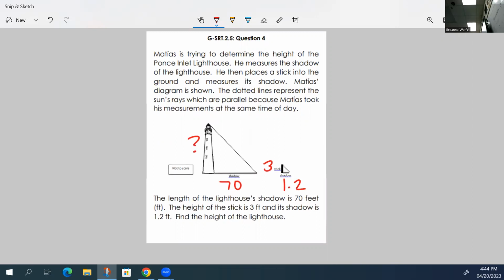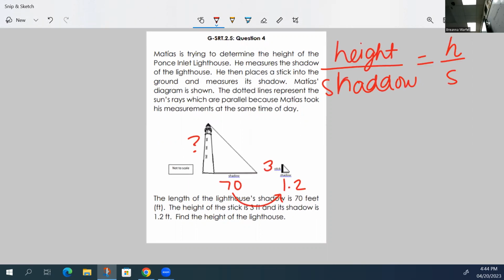So this is all about scale factors. How did you get from 70 to 1.2? So I like to set these up height over shadow. Shadow is equal to height over shadow. So it's a proportion. These scale up or down proportionally. So x over 70 is equal to 3 over 1.2.